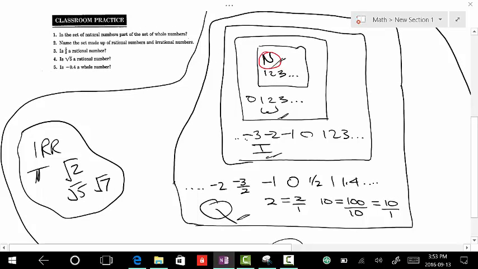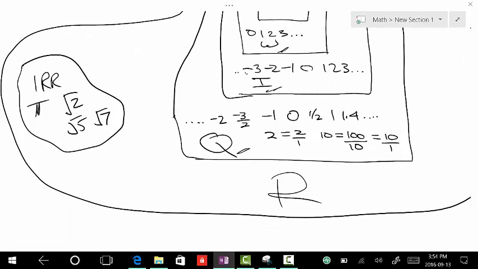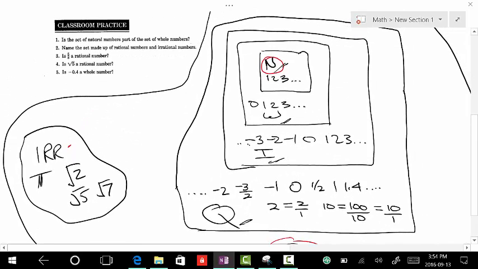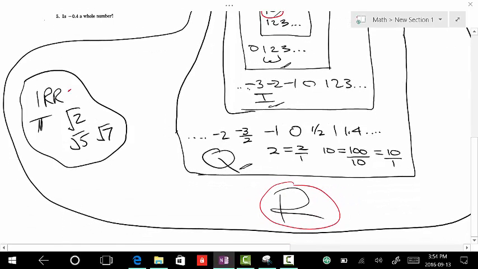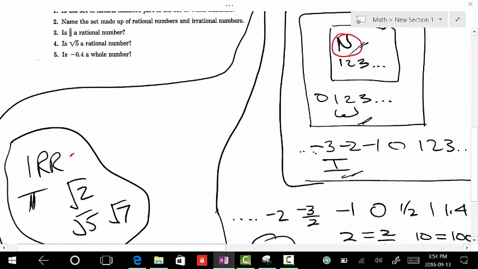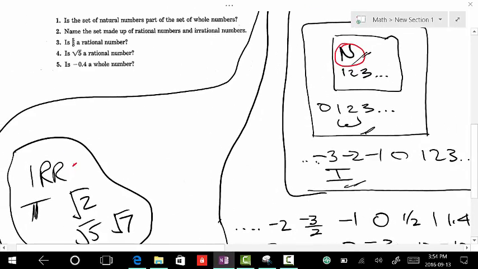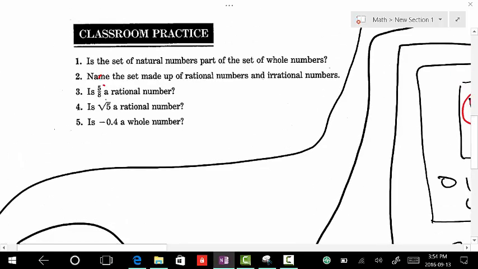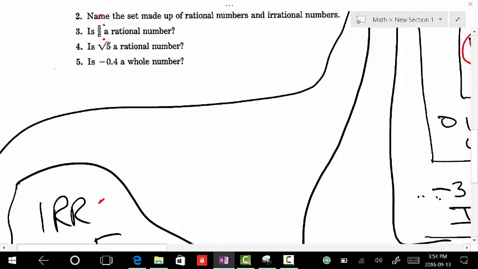Question 2, name the set made up of rational numbers and irrational numbers. That set would be the set of real numbers. The real numbers are made up of the set of irrational numbers and the set of all of the rational numbers. Is 5/8 a rational number? Yes, it is, because 5/8 is a ratio between the number 5 and the number 8.